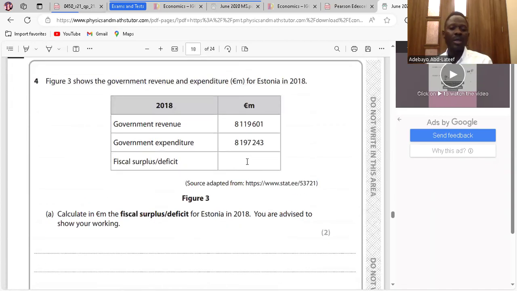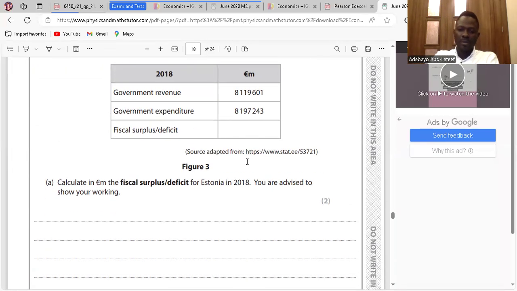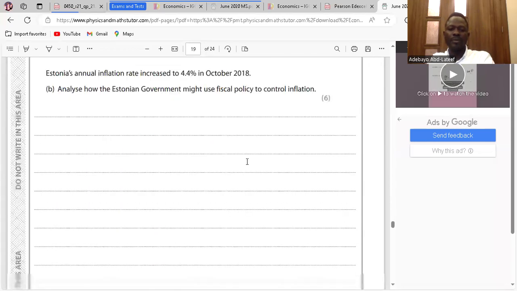We have the case study there, the schedule. Calculate the fiscal surplus or deficit. Fiscal surplus or deficit is always government revenue minus government expenditure. Revenue is 811, expenditure is 819, so there's a deficit there. Negative 77642 million. Clear? It's the same as budget. I hope you know that.